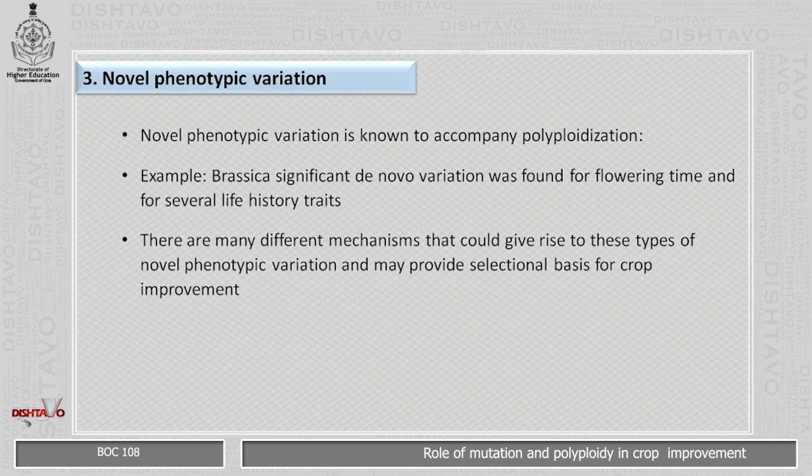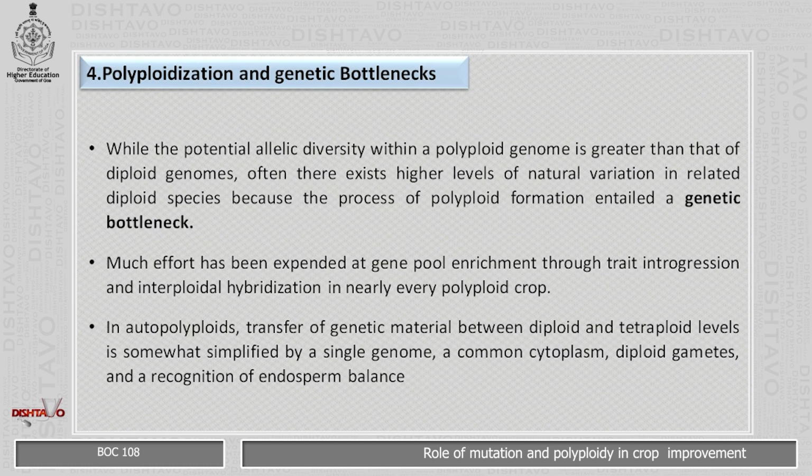The third application is novel phenotypic variation. Novel phenotypic variation is known to accompany polyploidization. Example, in Brassica, significant de novo variation was found for flowering time and for several life history traits. There are many different mechanisms that could give rise to these types of novel phenotypic variation and may provide a selectional basis for crop improvement. The last one is polyploidization and genetic bottlenecks.